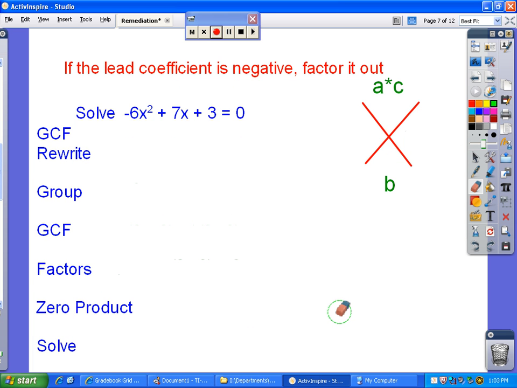Alright, let's look at another one. Now remember, if the lead coefficient is negative, we're going to factor it out. And because this is an equation, I can divide every term up here by negative 1. So my new equation is going to become 6x squared minus 7x minus 3 equals 0. Alright, since it's three terms, I need to recognize it's going to be the A times C method. So I'm going to multiply 6 times negative 3 and get negative 18. So it multiplies to give me negative 18 and has a difference of negative 7. Alright, hopefully you said negative 9 and 2.